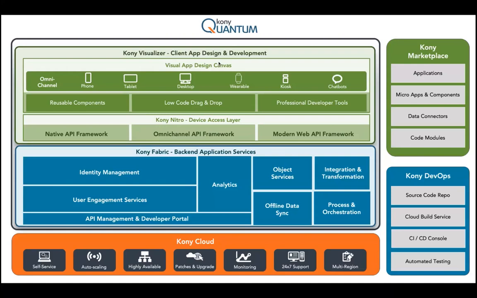The only last thing I want to cover is an updated diagram just to bring all this together to make sure you really understand what the Kony Quantum product and platform includes. This is our product architecture diagram showing you how all the components relate. Visualizer is still key for front-end app development. Kony Fabric is still key to back-end integration. Our cloud offering, complemented by Kony Marketplace for reusable assets, and our DevOps services for SDLC.